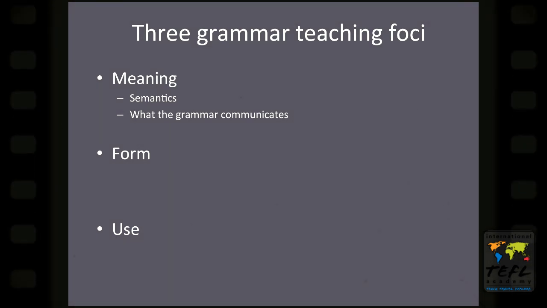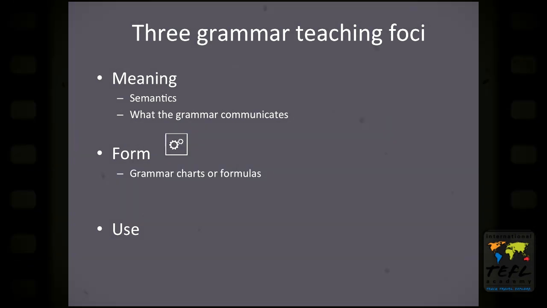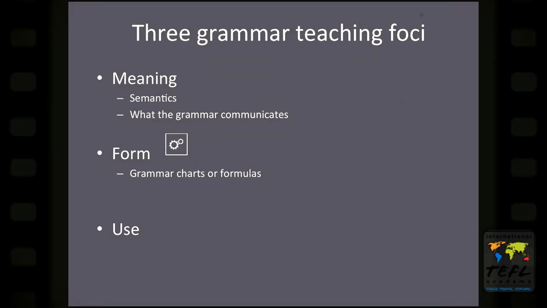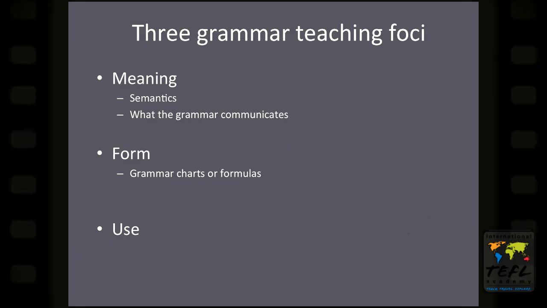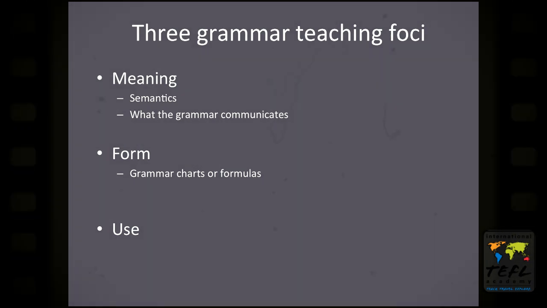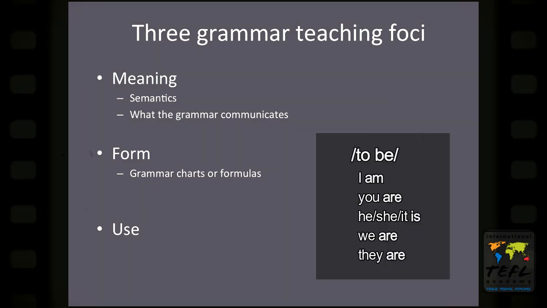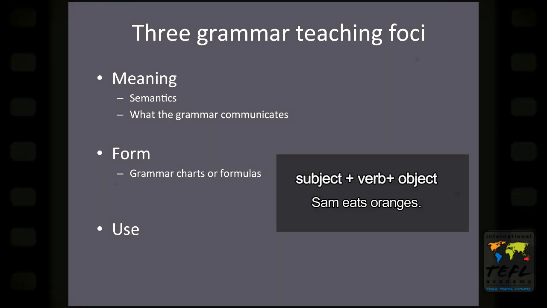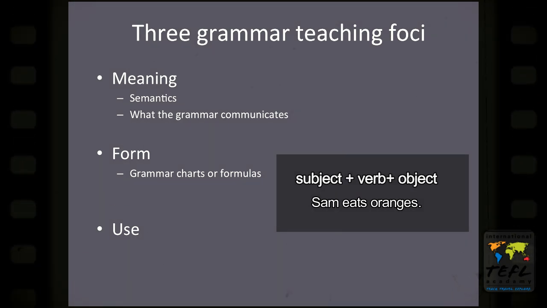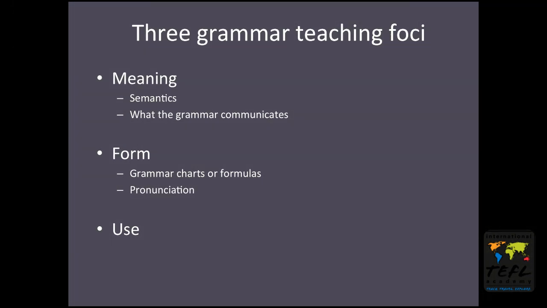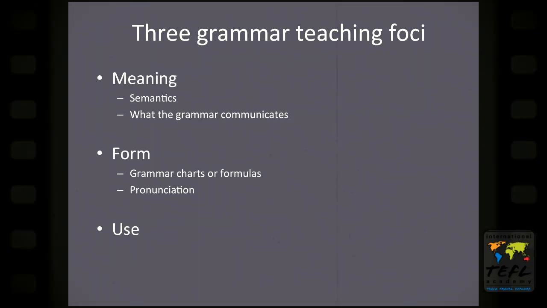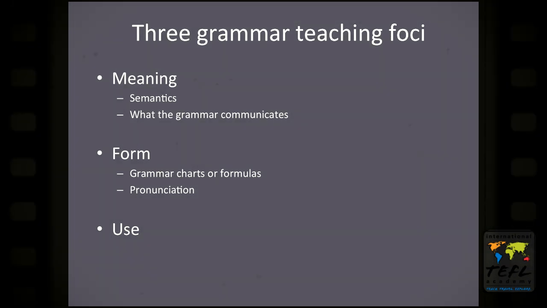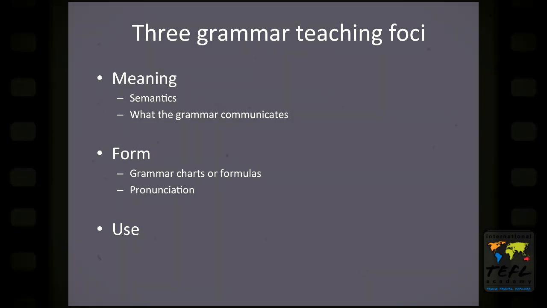When we talk about form, we're talking about how it is written and spoken. So first we'll be using things like grammar charts or formulas. Anyone who's learned a second language is familiar with these things. A grammar chart would have an infinitive form of the verb at the top and then list all of the different conjugations. And a formula will talk about how a sentence is constructed, and we'll look at some examples of those.